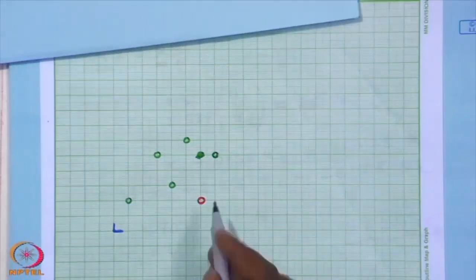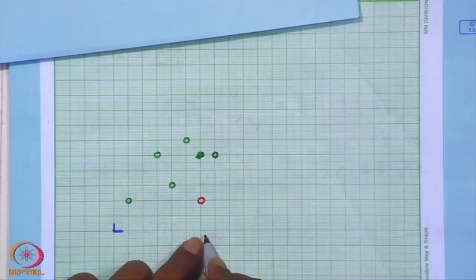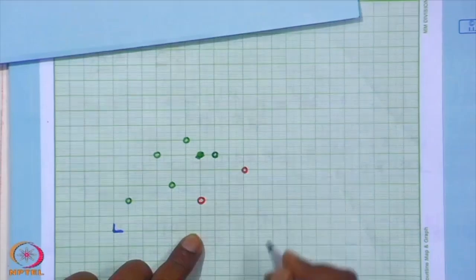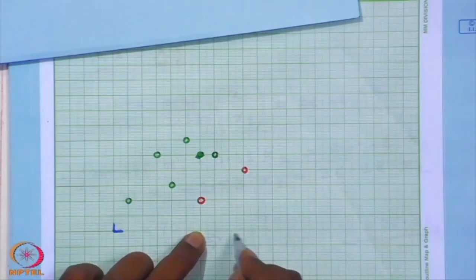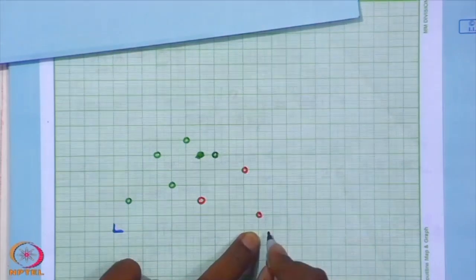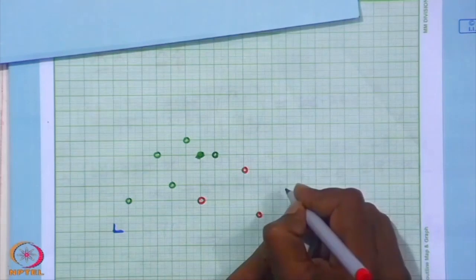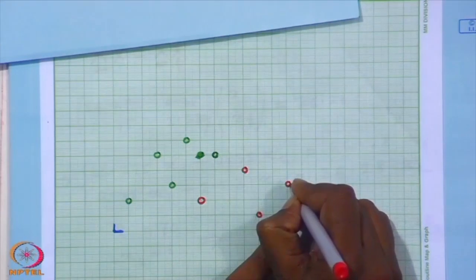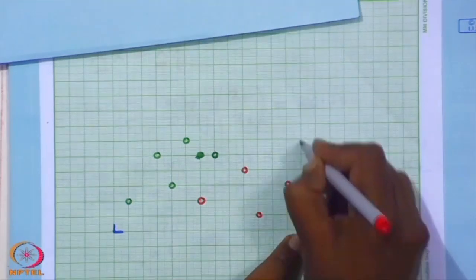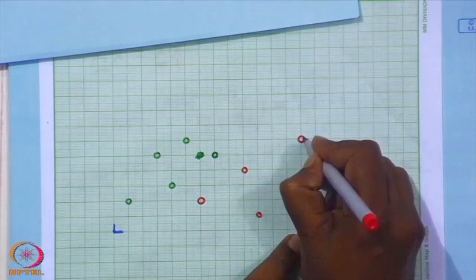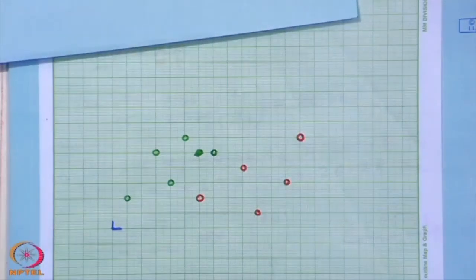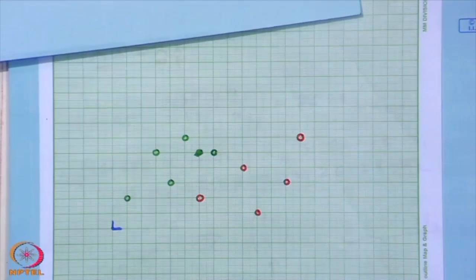So, 6, 2 comes over here, then we have 9, 4. This is another feature vector belonging to class omega 2. Then we have 10, 1, another feature vector belonging to class omega 2. Then we have 12, 3, another one, and then we have 13, 6. This is another feature vector belonging to class omega 2. So, these are the feature vectors belonging to 2 different classes.